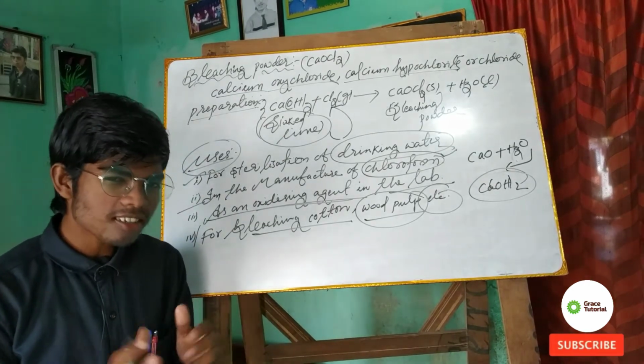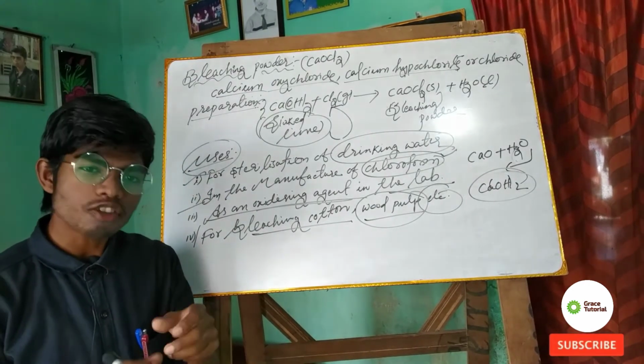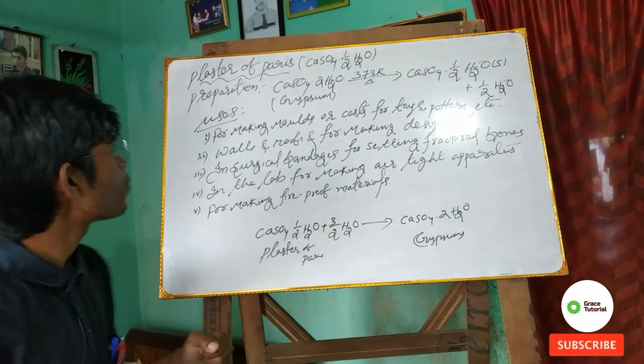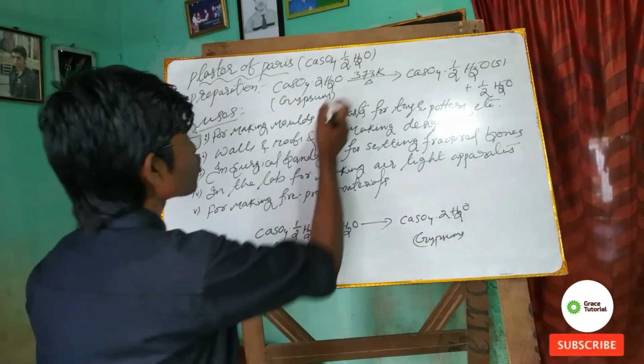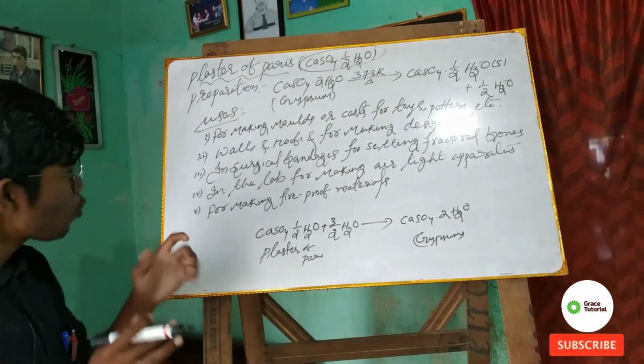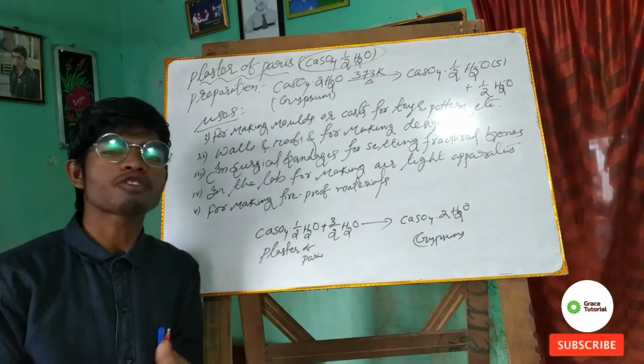Now we will discuss the preparation of the plaster of Paris along with its uses. If you look at the plaster of Paris, what is the formula for plaster of Paris? The hemi-hydrated form of calcium sulfate. So what is the preparation? How can we prepare the plaster of Paris?